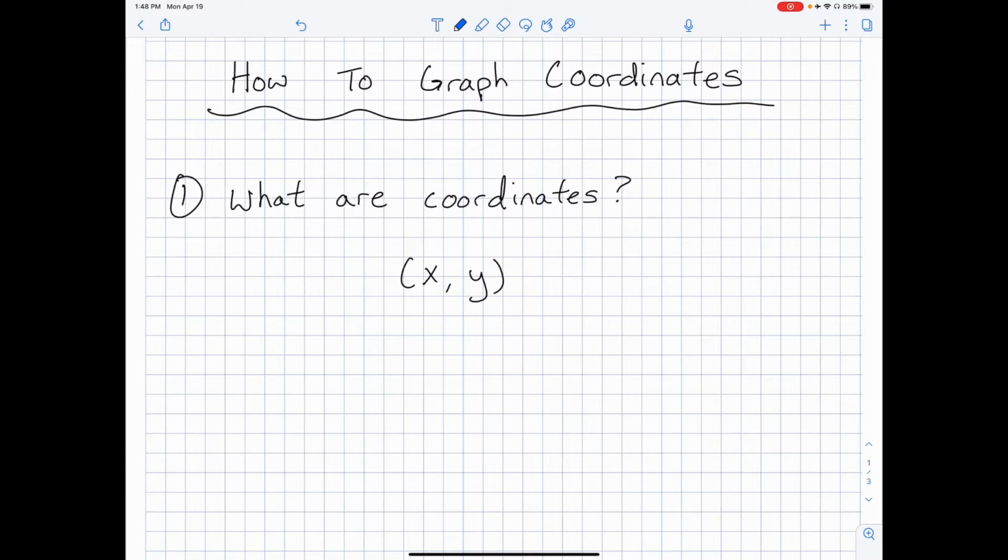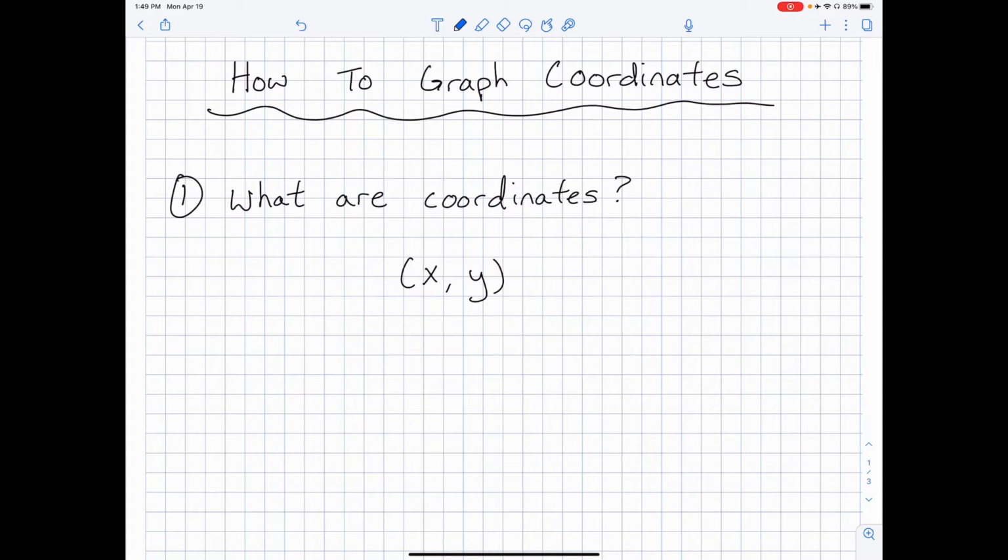So when we're first learning how to plot these, a lot of people tend to get them confused as to which one you do first and how do you know which way it's supposed to move. So first of all, let's talk about what are coordinates. Coordinates are basically known as this x comma y combination, and it's known as a point on a graph. So first of all, what does x and what does y do?